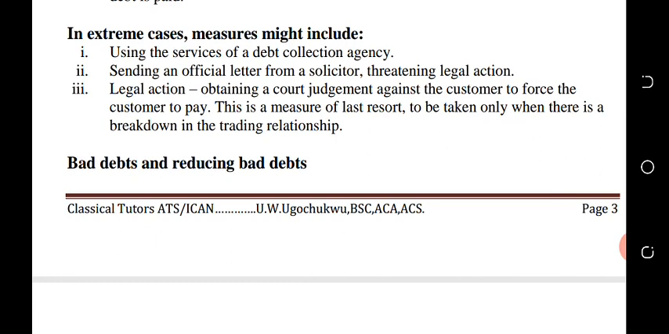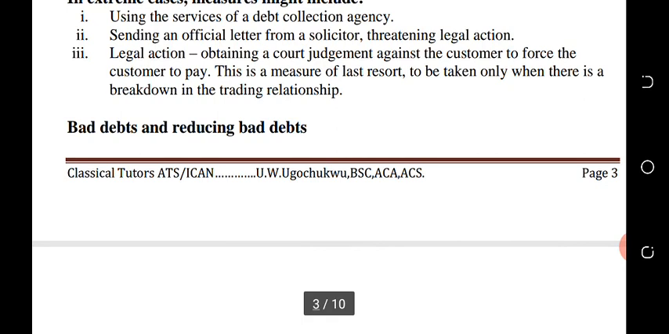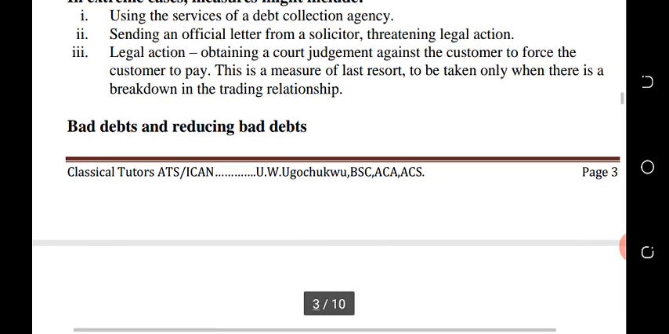So doing so, you can also involve your lawyer. The third one is what? Legal action. Now you have to take legal action. Take them to court. You have to forcefully collect the debt.